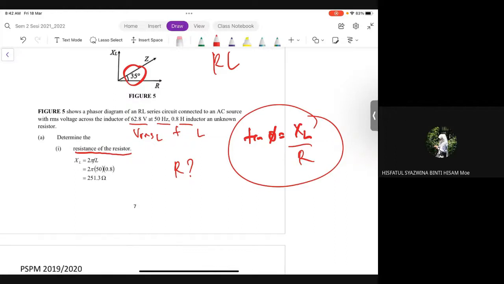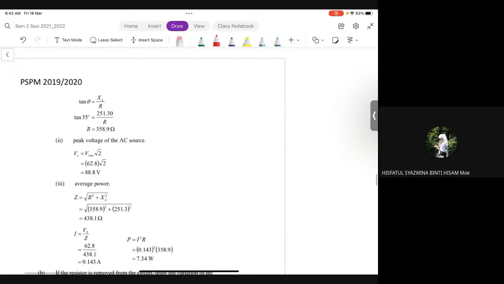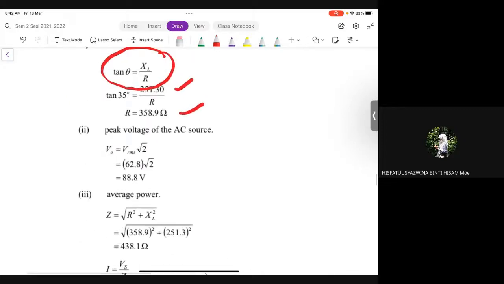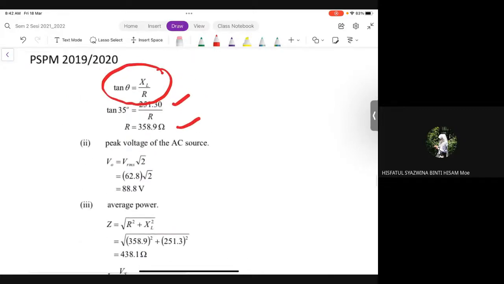So XL sama dengan 2 pi FL. F ada, L ada. So you akan dapat 251.3 ohm. Okay, so you dapat XL dulu. Lepas tu kita guna tangent. So you masukkan tangent phi, XL we already find. So you akan dapat lah kira resistor. So this is the value resistance yang you akan dapat. So ini contoh PSPM 2 tahun lepas lah.